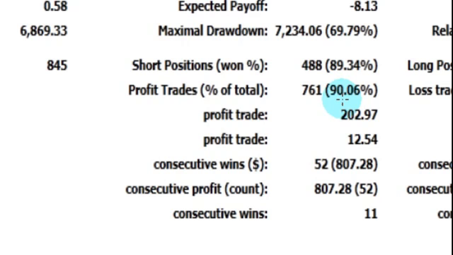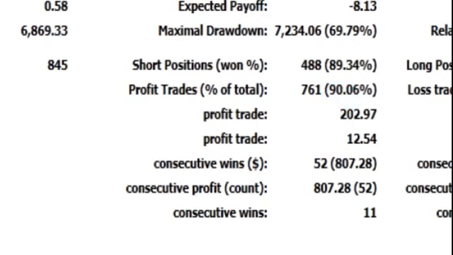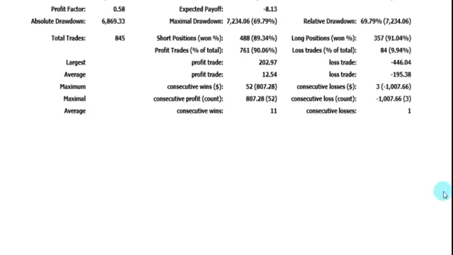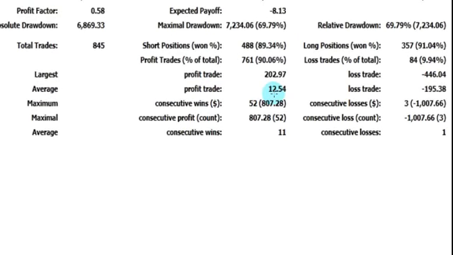You would say, oh, that's the Holy Grail I'm looking for, right? So friends, wake up. 90% success, and your chart looks like that. Why? Because of the risk reward. Pay attention. The average profitable trade was around $10. The average losing trade was around $200. A 1 to 20 negative risk reward ratio.